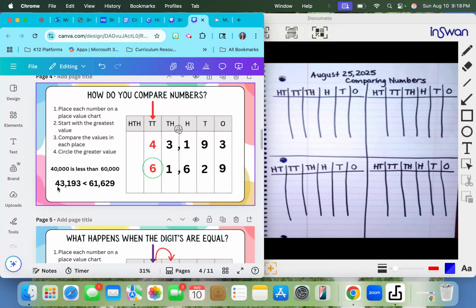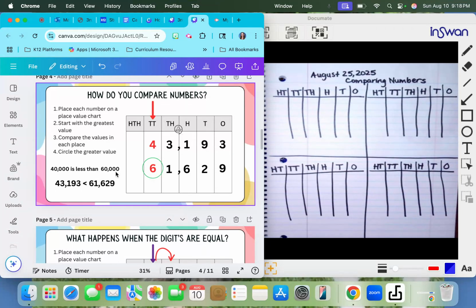The first number, 43,193 is less than 61,629. I can see my alligator is eating the number with the largest value, 61,629, because 40,000 is less than 60,000.